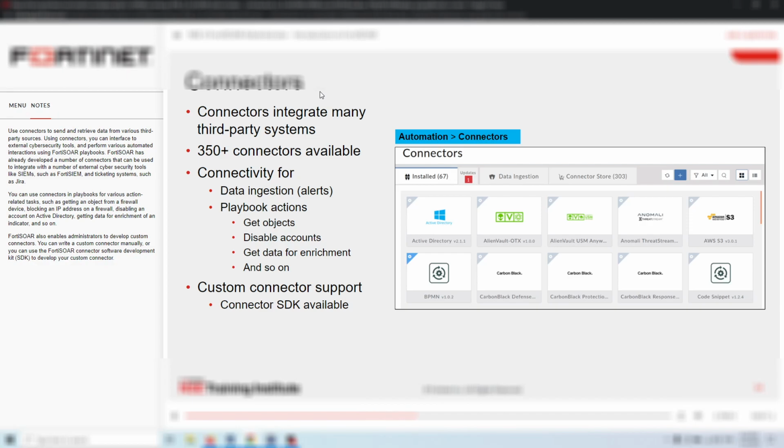You can use connectors in playbooks for various action-related tasks, such as getting an object from a firewall device, blocking an IP address on a firewall, disabling an account on Active Directory, getting data for enrichment of an indicator, and so on. FortiSOAR also enables administrators to develop custom connectors. You can write a custom connector manually, or you can use the FortiSOAR Connector Software Development Kit, SDK, to develop your custom connector.